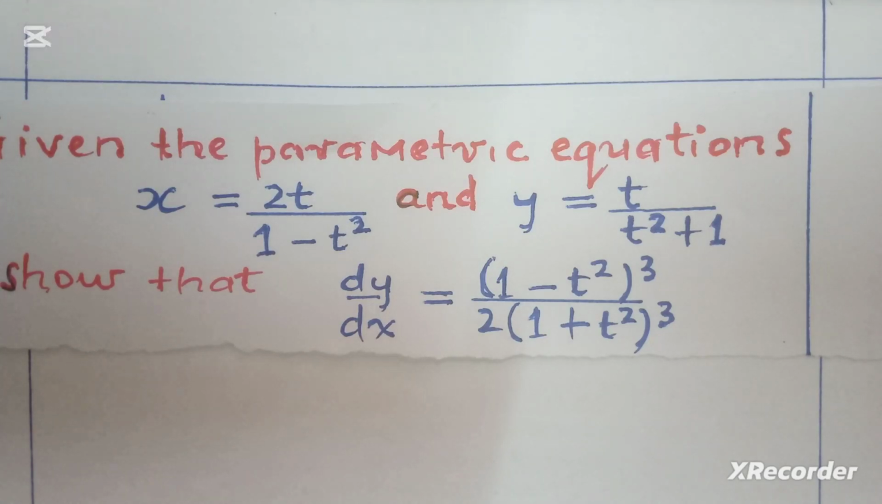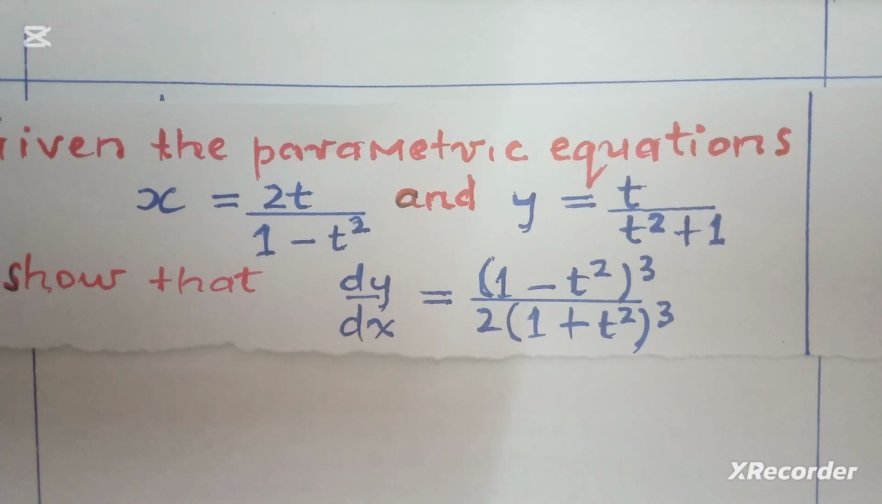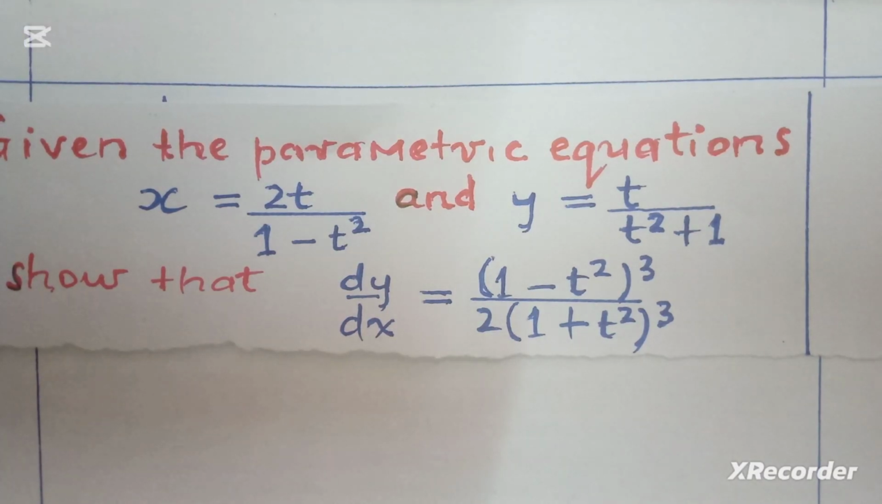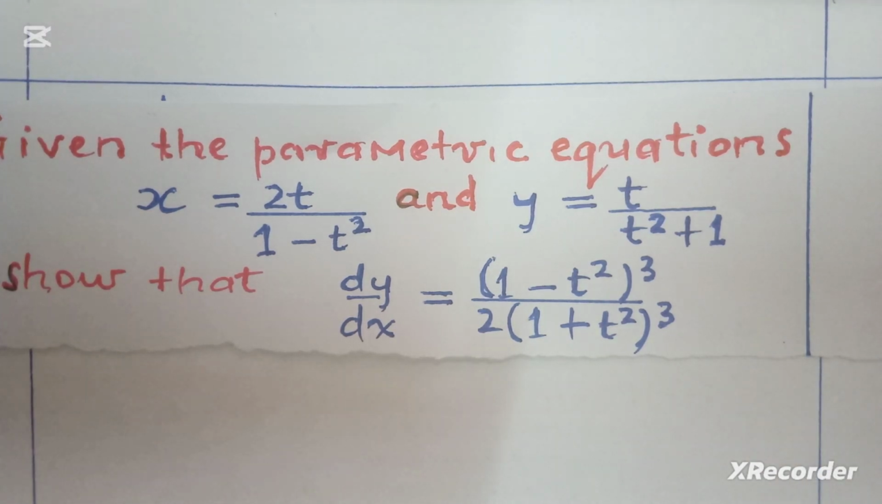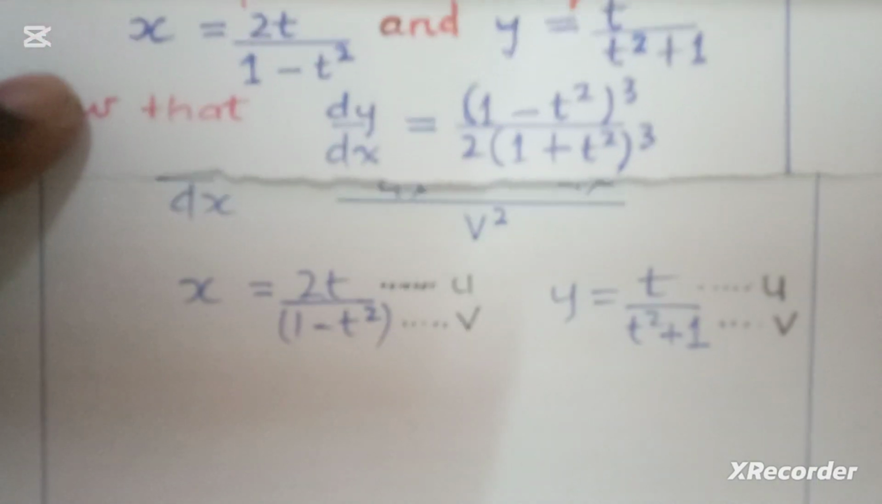Guys, we solve this question and I read it. Given the parametric equations x equals 2t all over 1 minus t squared and y equals t all over t squared plus 1, show that dy over dx is equal to that. And so guys, I do this question and this is what I have.